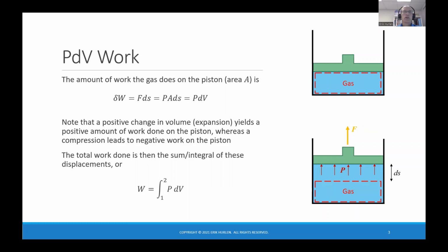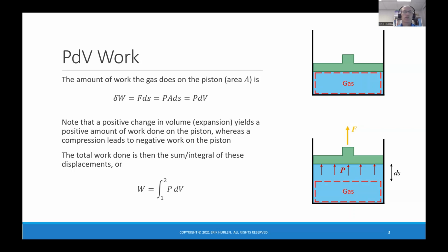Given this equation, it can be seen that if the volume of the gas increases, this leads to positive work, while compression of the gas leads to negative work. At this point, it is useful to remember the standard sign convention for work. Positive work is done by the gas, so expanding gas does work on some other object, such as a piston, yielding more energy in that second object and less energy in the gas itself.